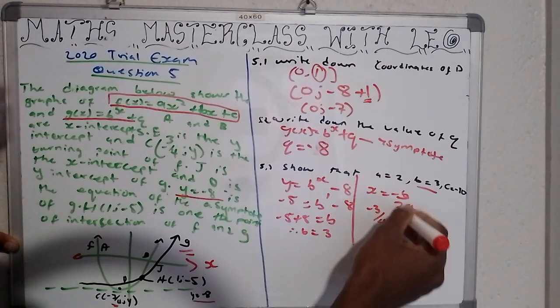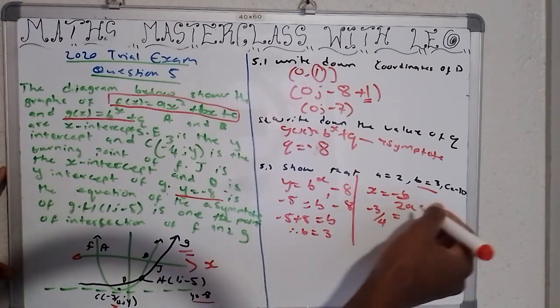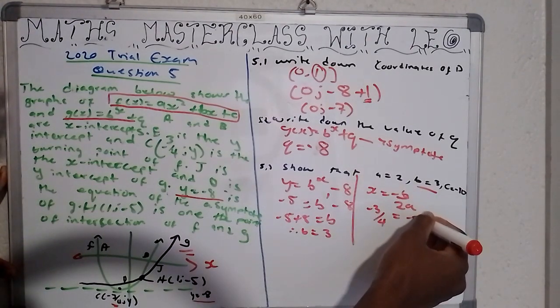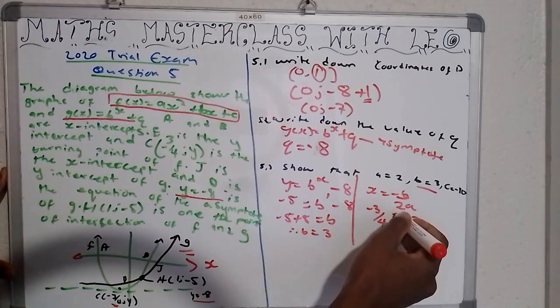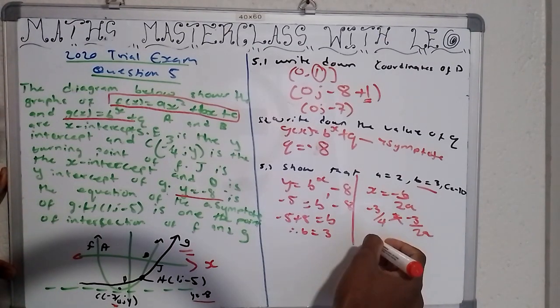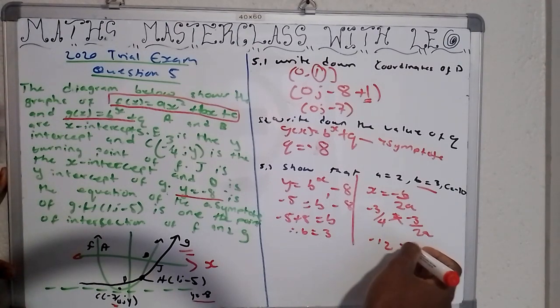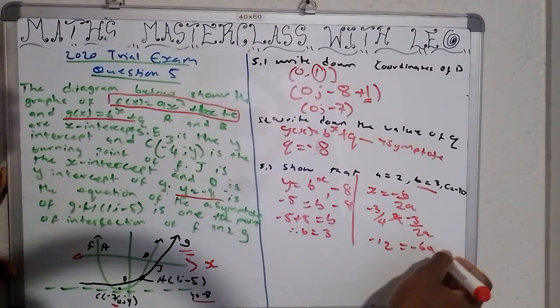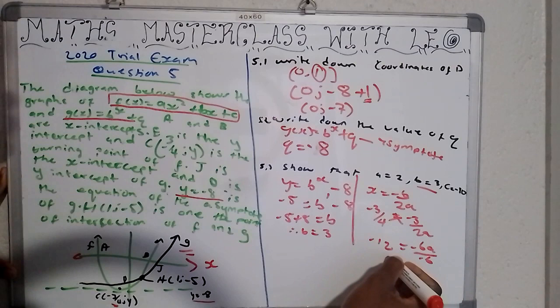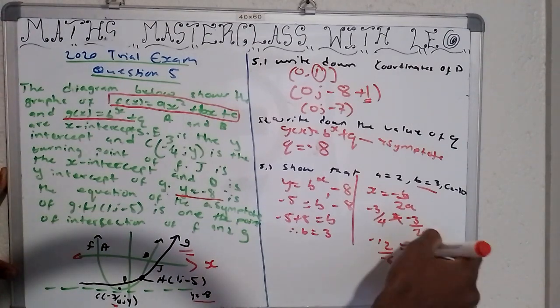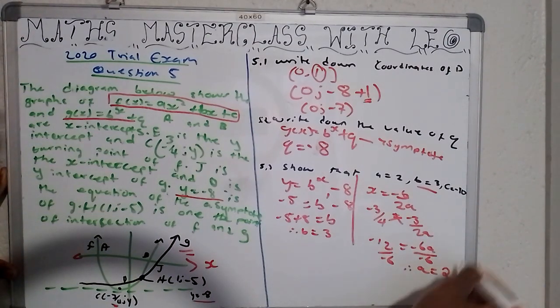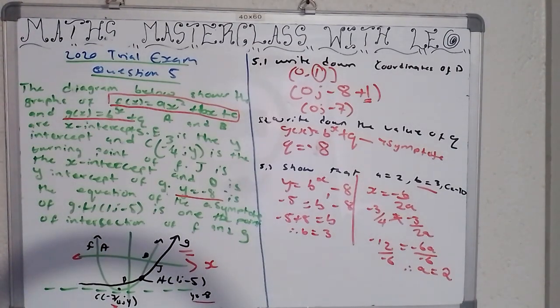-3/4 is equal to, what is the value of b? We got 3. But because we have a negative, it's going to be -3/2a. Right? Then cross multiply. I'm going to have -12 equals -6a. Divide by -6, divide by -6. Therefore, the value of a is equal to +2.